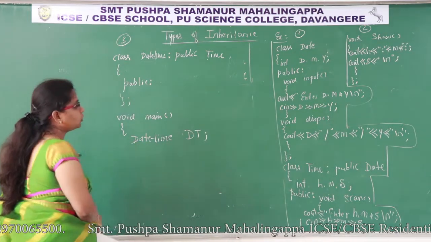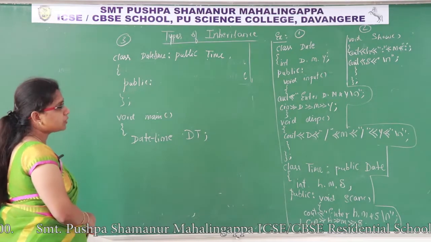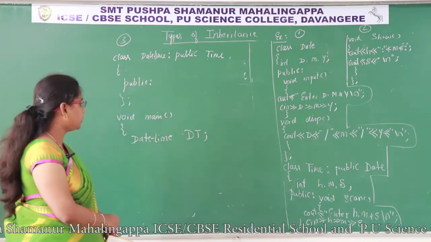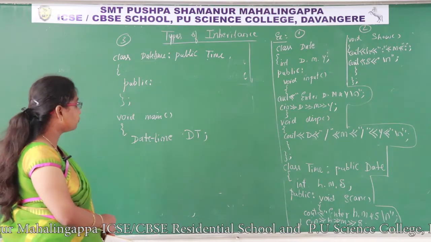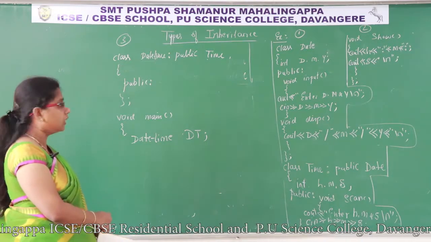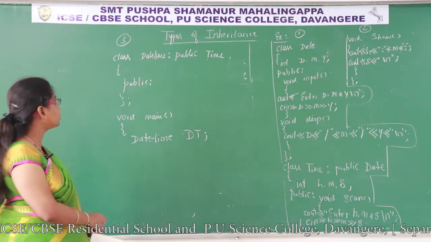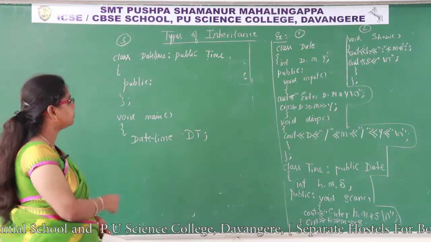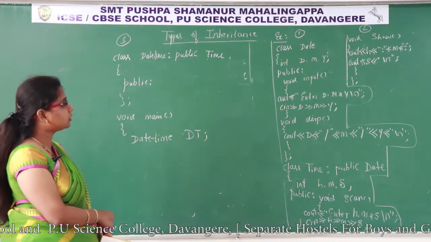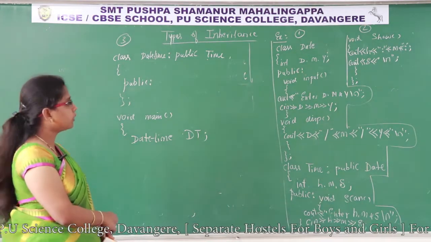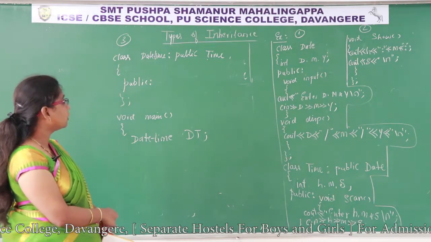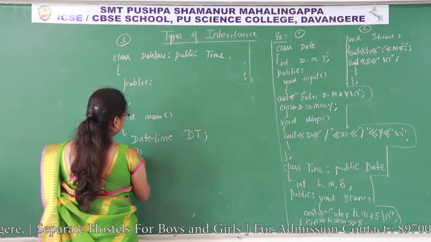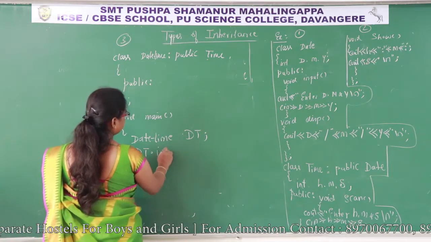So which function do you want to call first? Input function. Input is a member function of class date. Is it possible to access the input function from this object, dt? dt is an object of which class? Date time class, that is a derived class, child class. So from this object I can access the input function, because the input function is inherited to the public section of date time. dt dot input.